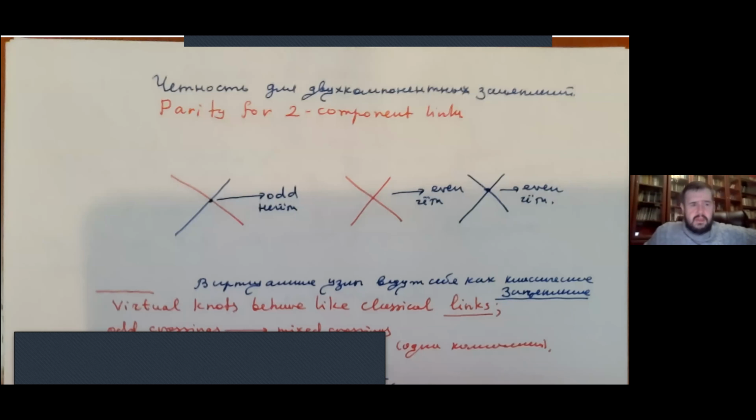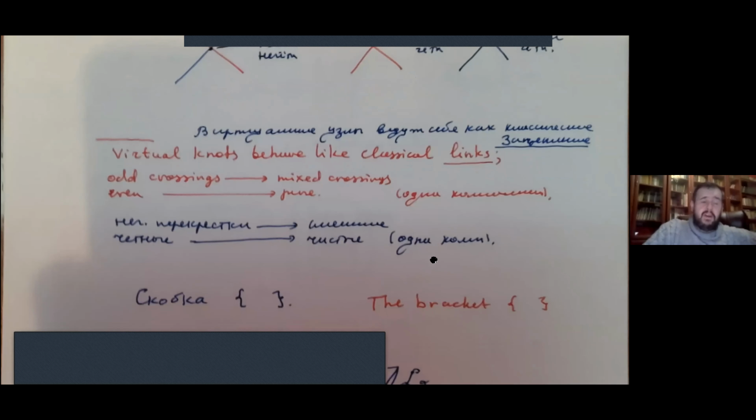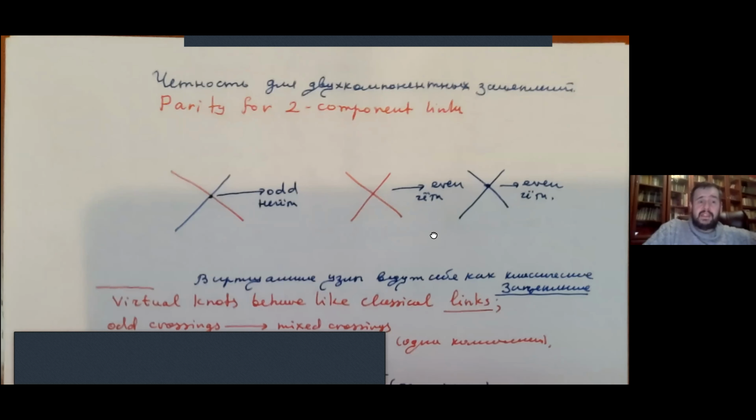Мы работаем с зацеплениями, у которых есть либо две компоненты, либо два семейства компонент. И тогда очень важно то, что виртуальные узлы ведут себя как классические зацепления. Virtual knots behave in a way very similar to classical links.